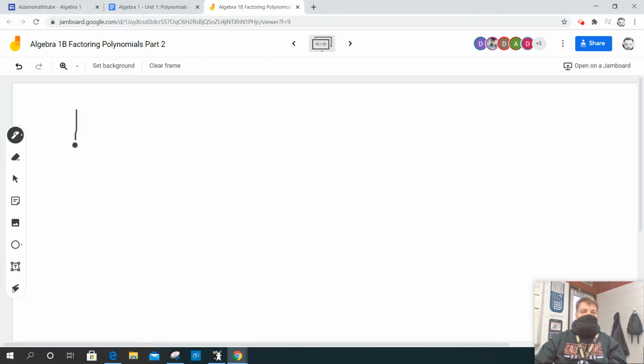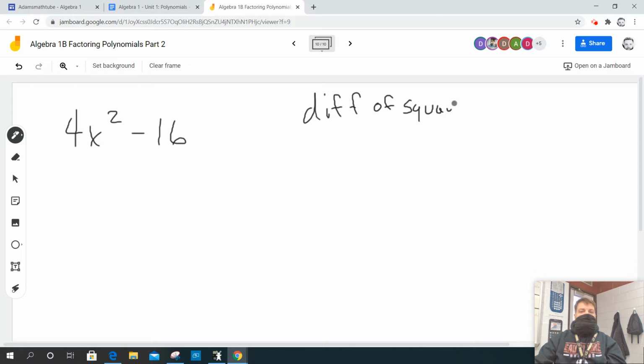All right, here we go. 4x squared minus 16. Hey, what does that look like to you guys? Yeah, it looks like a difference of squares, right? You guys are getting squirrely. Hang in there. This is the last example of the day.